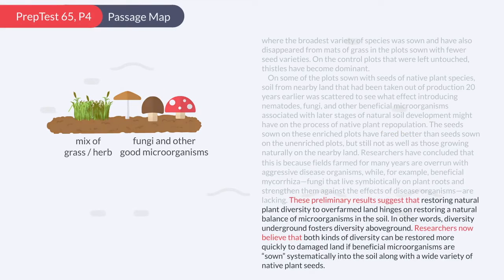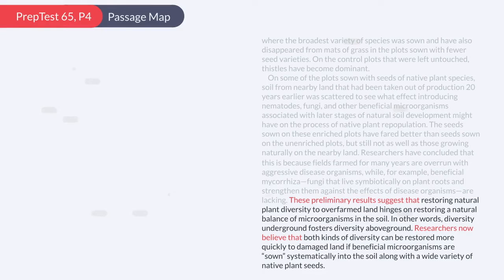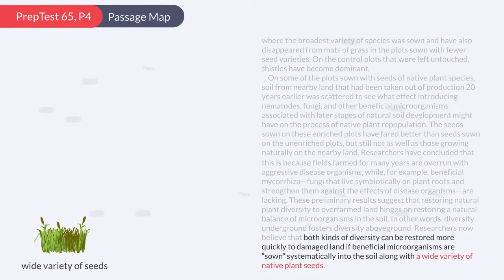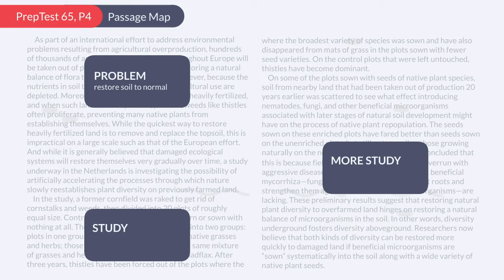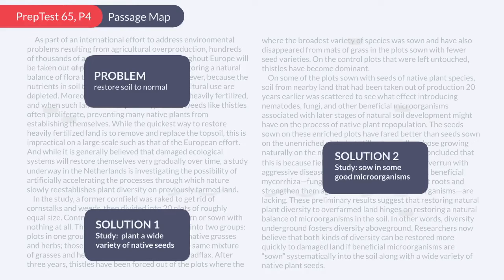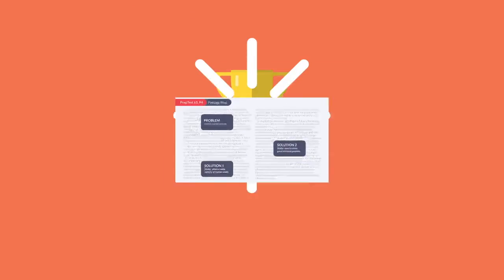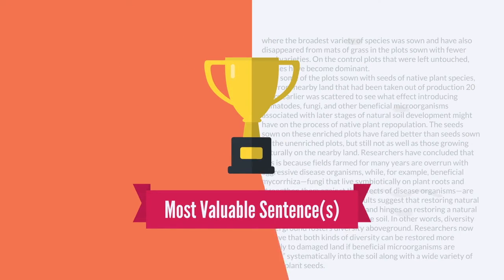Our last two sentences are where we're really returning to the big picture. This is the end of the passage, and they're announcing the takeaways from this study. So here's the plan. We have a wide variety of native plant seeds, and then we add a scoop of beneficial microorganisms. So for our passage map, if I'm differentiating 2 from 3, I'm going to say that paragraph 2 told me to plant a wide variety of seeds, and paragraph 3 told me to put in a scoop of microorganisms.